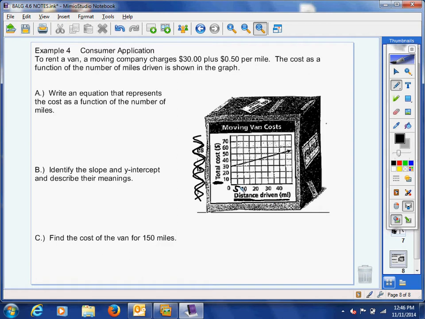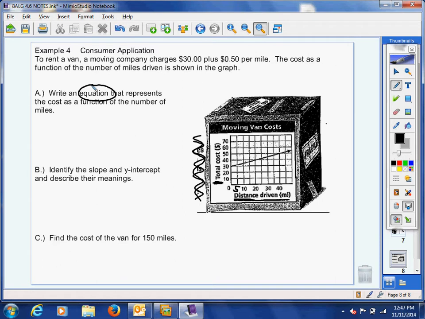Now, our first objective, letter A, we're supposed to write an equation that represents the cost as a function of the number of miles. I want to deconstruct how they've written this. We know what our objective is. We know that we're going to write an equation. I'm really surprised that they didn't say in slope-intercept form. Usually they're real detailed about stuff like that. But I think the information given lends itself to slope-intercept form. I'm going to get to that in just a few minutes.